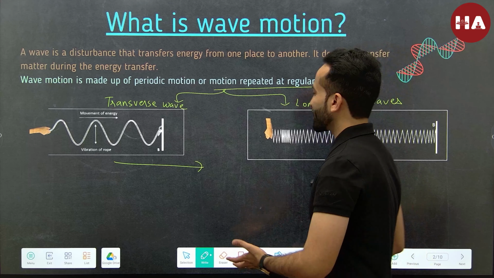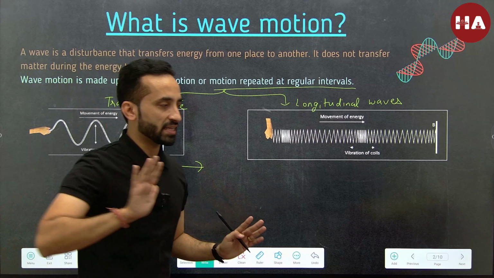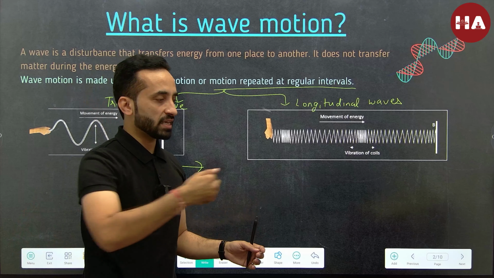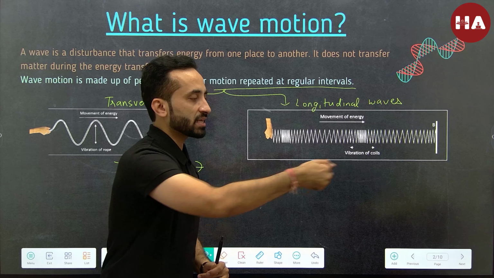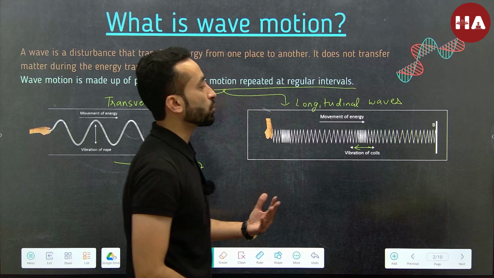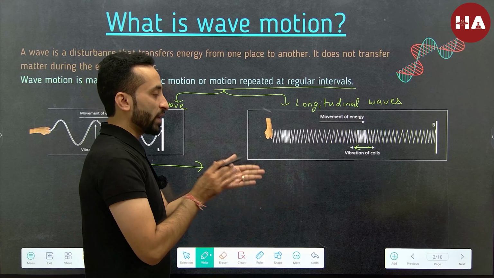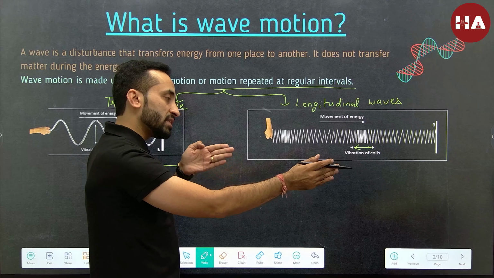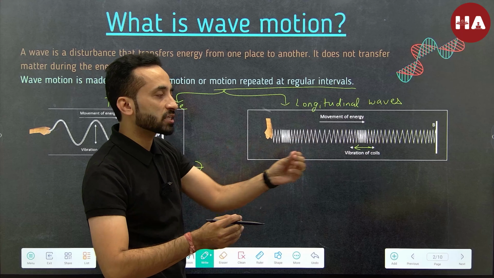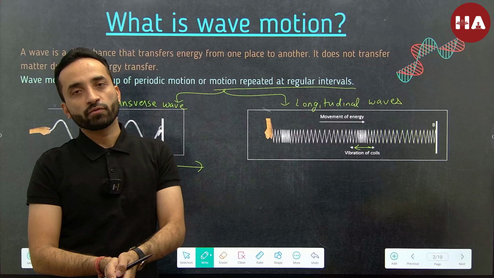Now what about longitudinal wave? Imagine a spring and you compress it and leave it. You will see as if these particles are oscillating along this direction, right? And what is happening? The wave is also moving in this direction. So when the wave is moving in the same direction and the particles are oscillating in the same direction as well, then we call it the longitudinal waves.